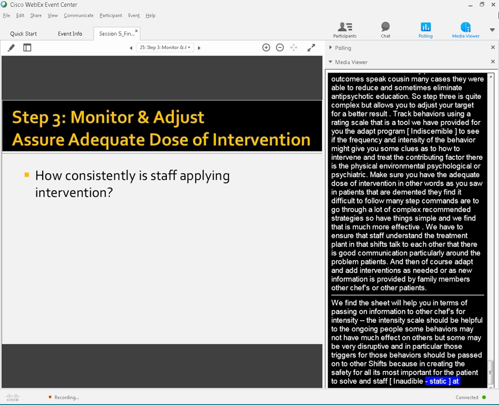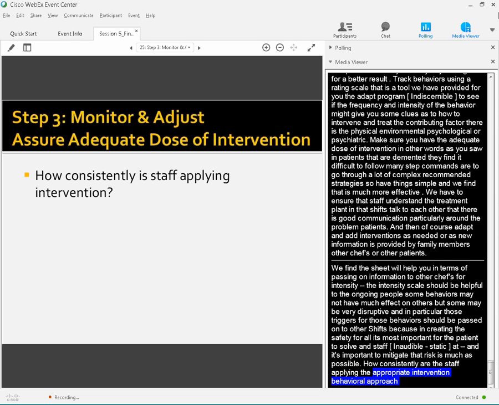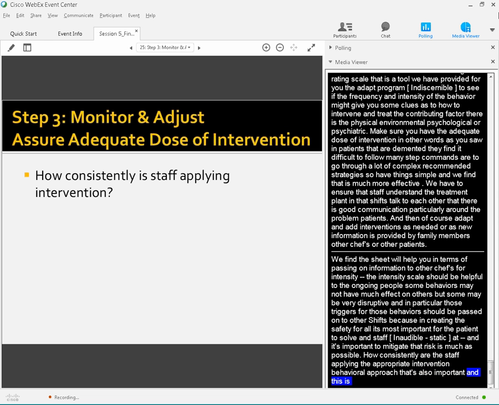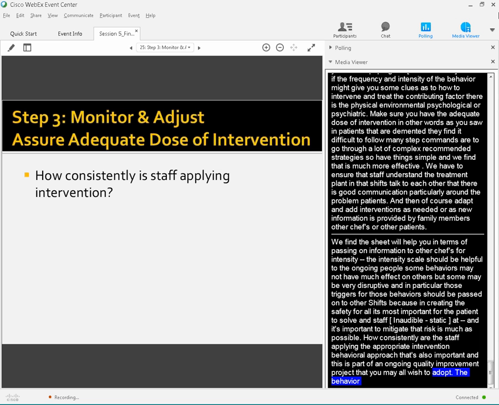And how consistently are the staff applying the appropriate intervention? The behavioral approach is also important, and this is part of an ongoing quality improvement project that you may all wish to adopt. The behavior itself is important, but also how consistently does the staff apply the intervention, and do you have to modify it when it's no longer effective?